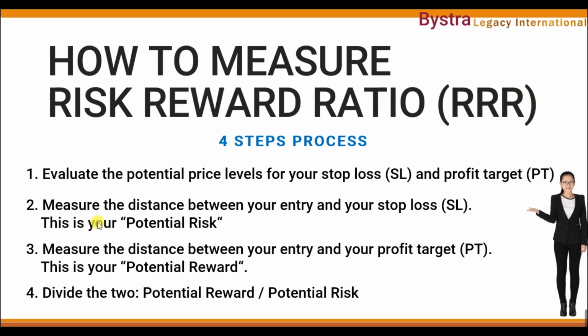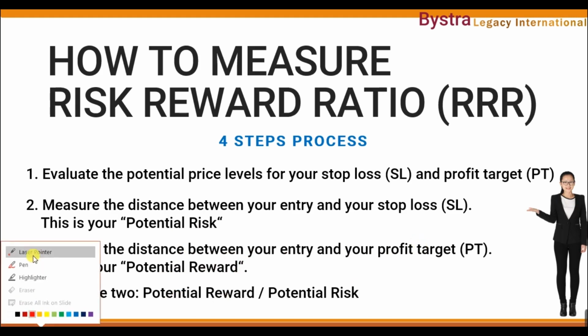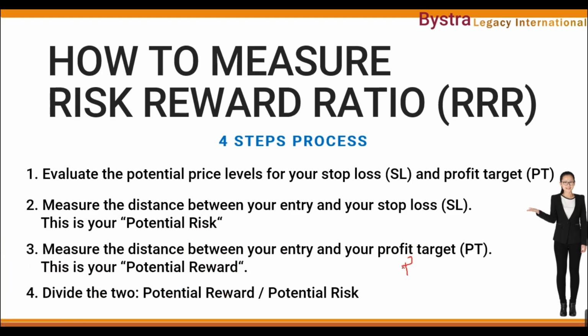We measure the distance between your entry and your stop loss. That is your potential risk. And we measure the distance between your entry and your profit target. That is your potential reward. So the potential reward will be at the top, potential reward divided by potential risk. We want to know the ratio. Okay, so let's have a look at the example.